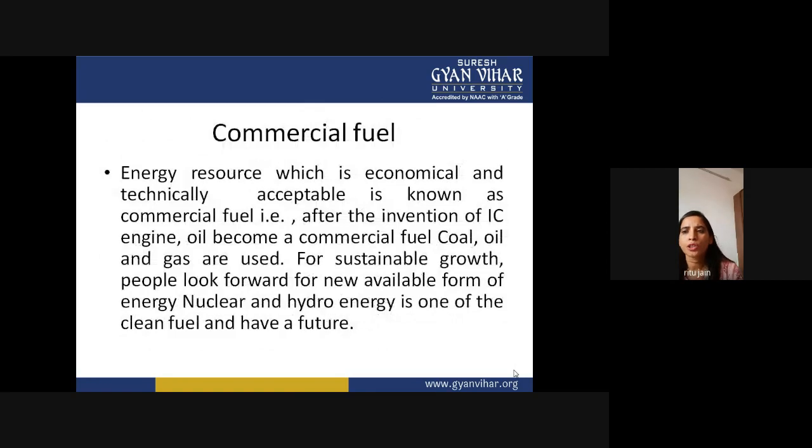So let's come to the commercial fuel. Energy resources which are economical and technically acceptable are known as commercial fuel. After the invention of the IC engine, oil became a commercial fuel because it is economical and technically acceptable. But for sustainable growth, people look forward to new available forms of energy. So nuclear and hydro energy are some of them, because they are clean fuels and have a future.